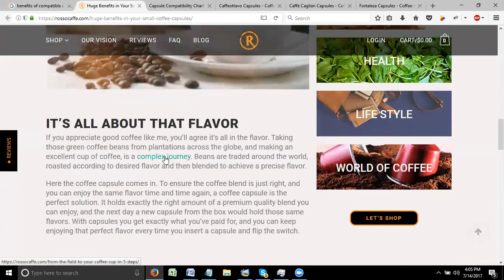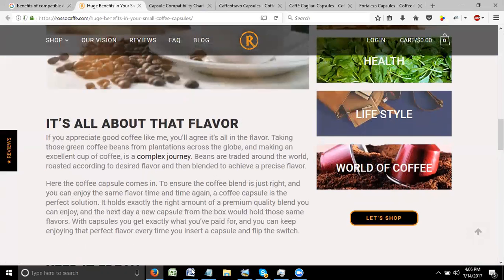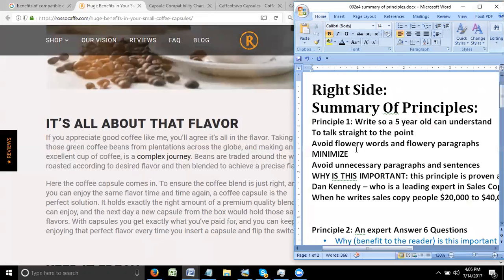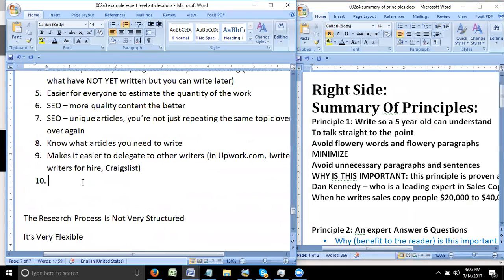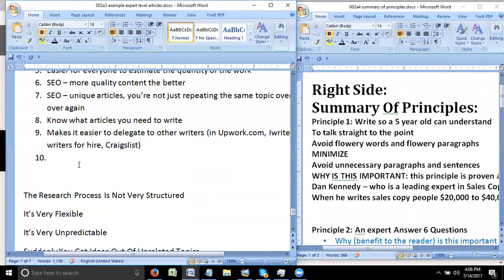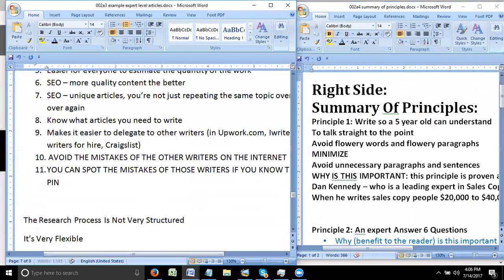And copying the mistakes of the same article that has made a lot of mistakes. You're just copying the mistakes of the writer who did this. So by having these principles, you can also avoid the mistakes that the writer is making. So here's the benefit again. I'm going to add this here: avoid the mistakes of the other writers on the internet. Why? Because now you can spot the mistakes of those writers if you know the 11 principles.